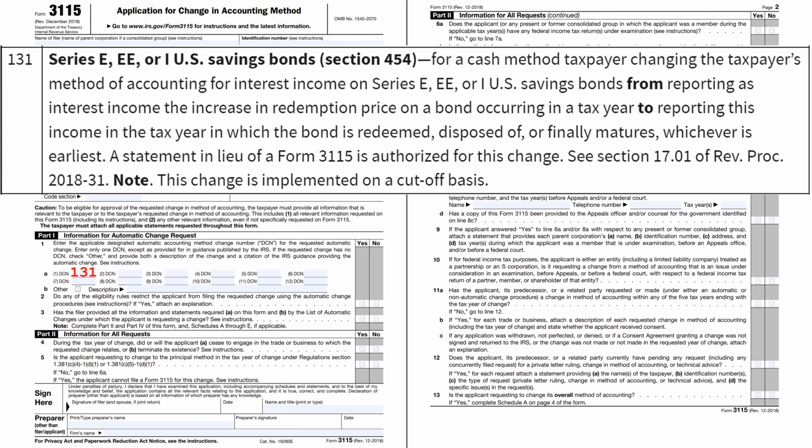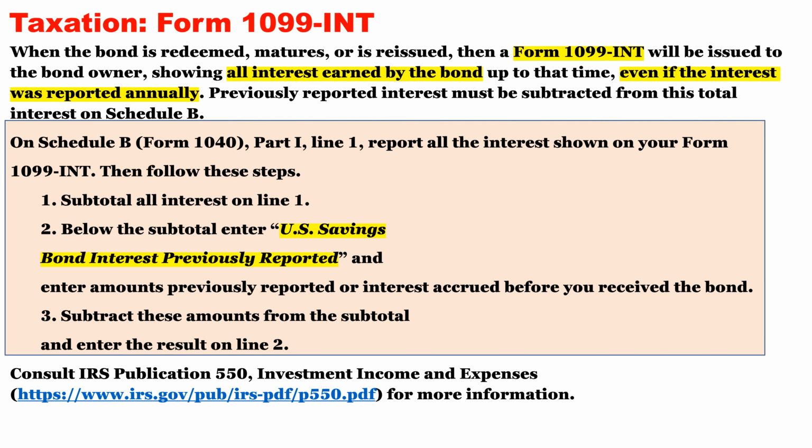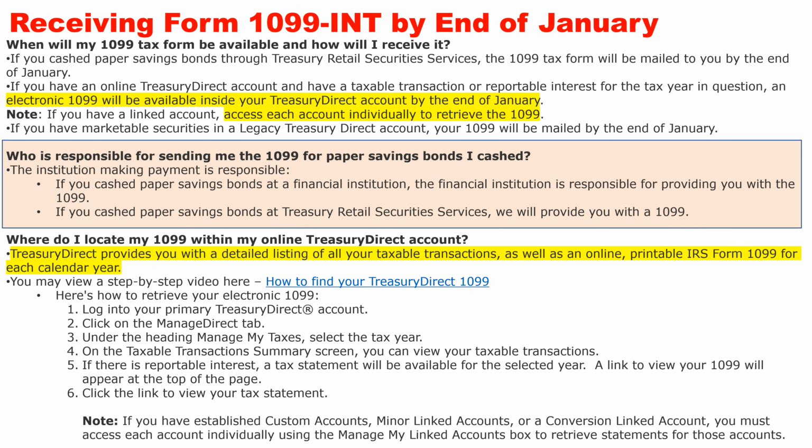When the bond is redeemed, matures, or is reissued, then a Form 1099 will be issued to the bond owner, showing all interest earned by the bond up to that time, even if the interest was reported annually. A Form 1099 for bonds held electronically will be issued by the end of January in your Treasury Direct account. You can find detailed instructions in Treasury Direct.